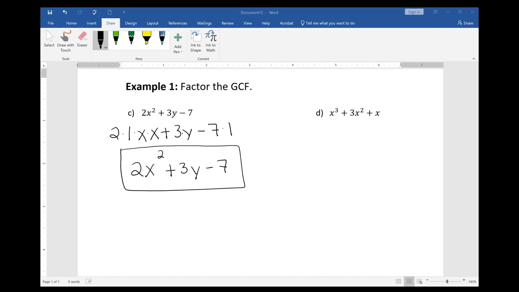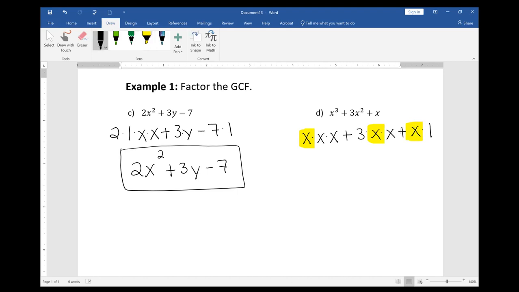Example 1, Part D. Factor the greatest common factor of x to the power of 3 plus 3x squared plus x. I will go ahead and factor each term out, and then once I factor each term, I will try to find that greatest common factor. So x to the power of 3, we could factor it as x times x times x. 3x to the power of 2, we could factor it as 3 times x times x, and x, we could factor it as x times 1. So now that we have each term factored out, we will look for our common factor, and in this case, all three terms have an x in common.